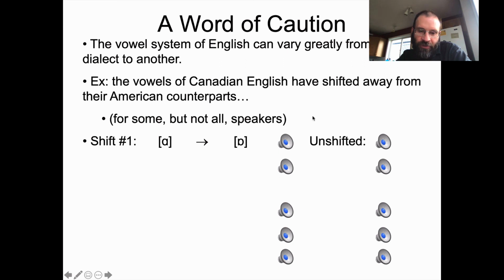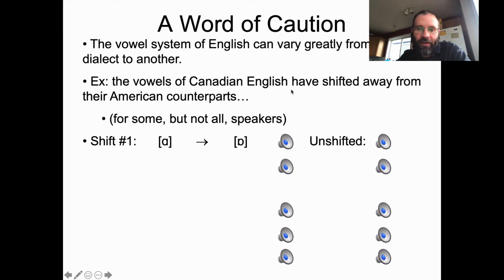But this is what it sounds like. So the way I would pronounce it. 6 spoons of fresh snow peas, 5 thick slabs of blue cheese, and maybe a snack for her brother Bob. So that's Bob rather than Bab.